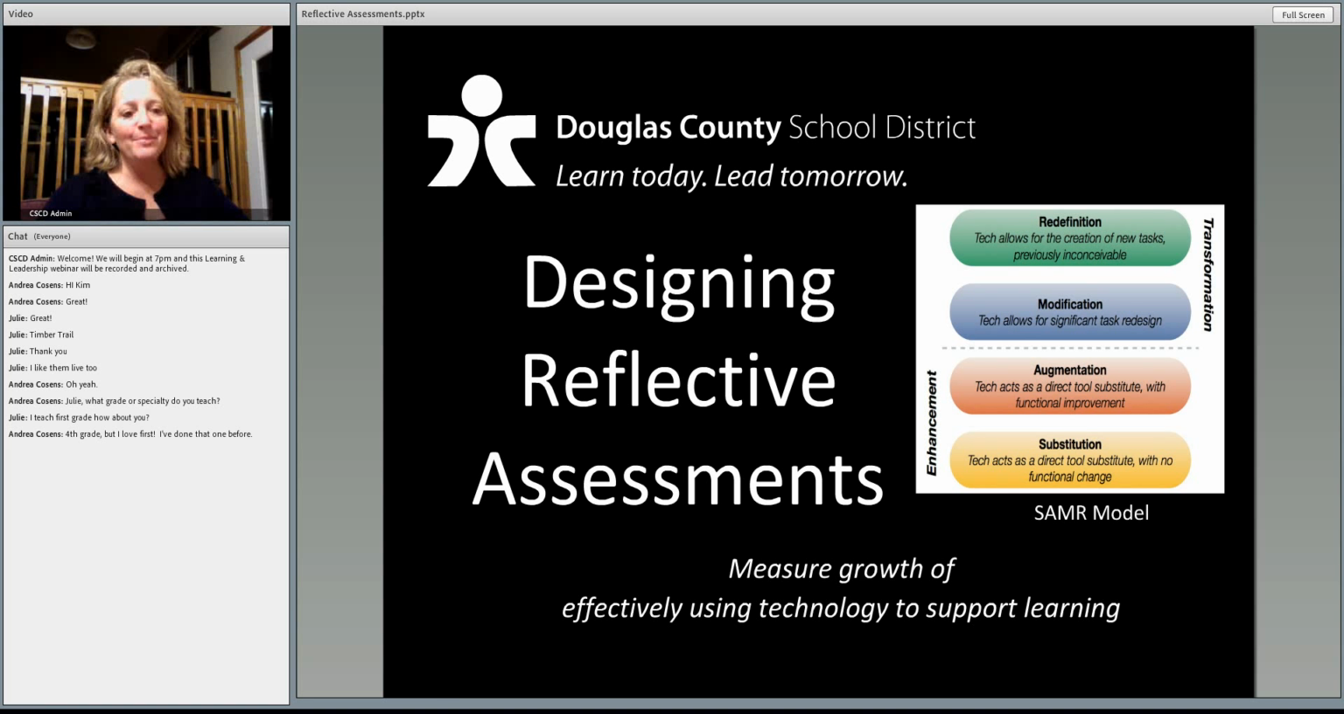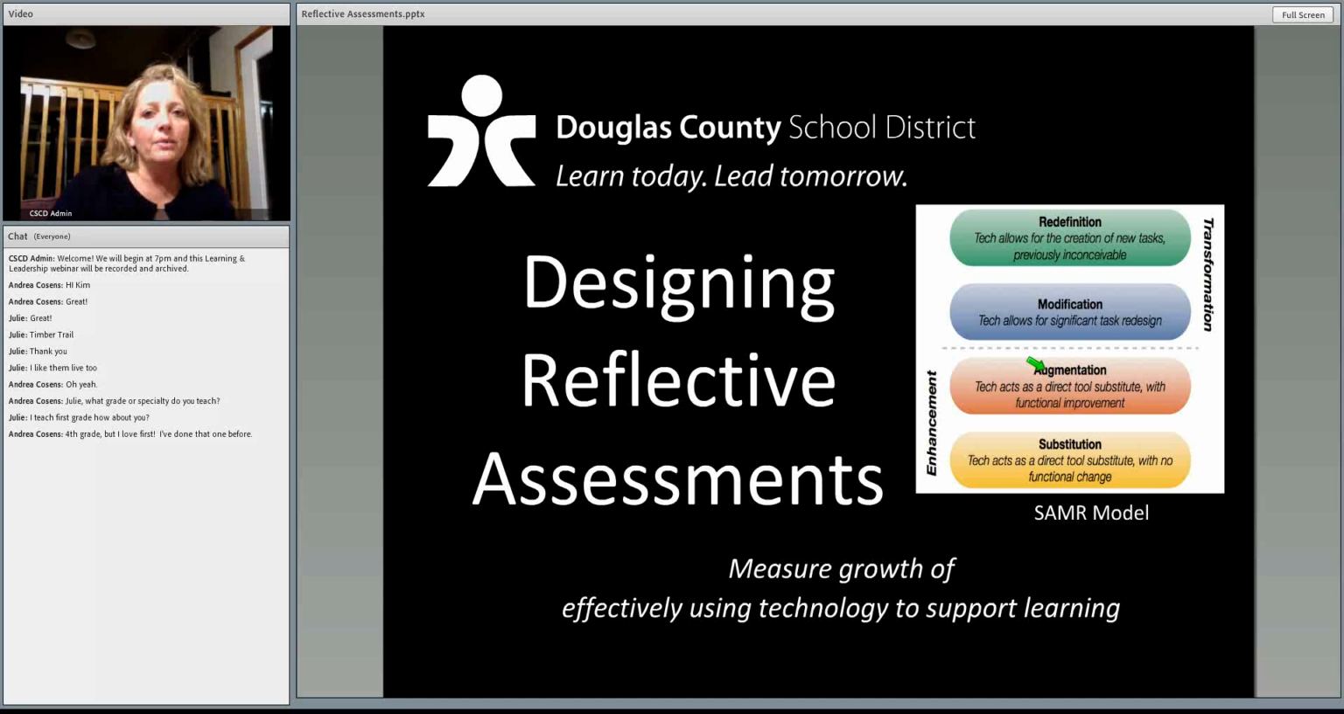I'm Kim McMonigal, Director of Educational Technology for Douglas County School District, and I am excited to share some resources for how we can measure growth for effectively using technology to support learning. So we're thinking about different types of assessments that allow really authentic reflections about the learning, and so we're going to look at some different ways to do that.